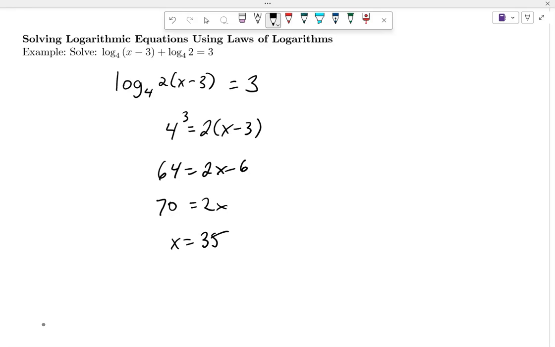In these problems where you're going to have multiple logs on a side, your first step will be to make it a single log and then approach it like we did the previous problems, okay? So let's do another one here.